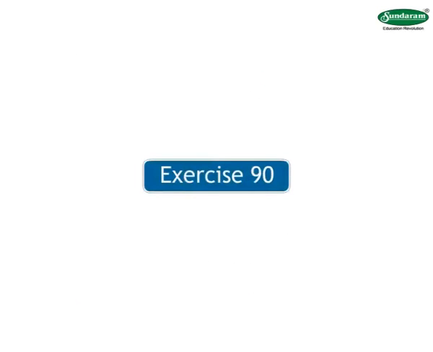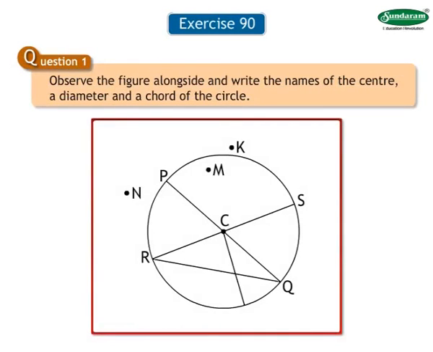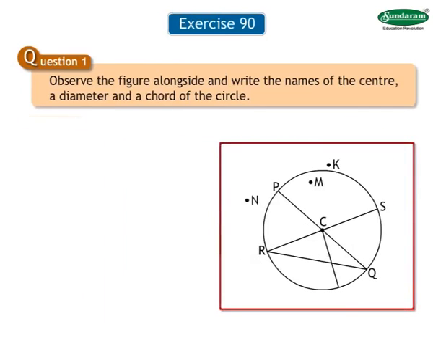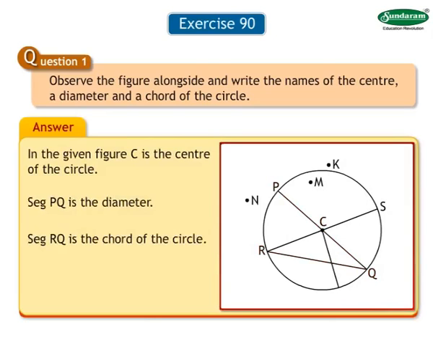Now, let us answer the questions from exercise 90. Question 1. Observe the figure alongside and write the names of the center, a diameter and a chord of the circle. Answer. In the given figure, C is the center of the circle, segment PQ is the diameter and segment RQ is the chord of the circle.